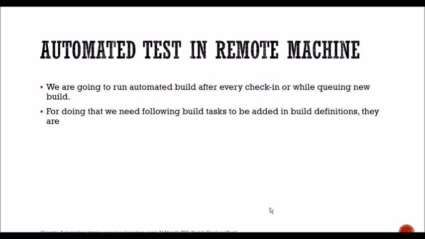Suddenly I'm bringing in a new word here, but the build task is something we have already discussed in our previous video, like adding command prompts and copying some of the files from our local machine to Hyper-V machines. So that's exactly what I'm talking about. So what are the things that we need to do?